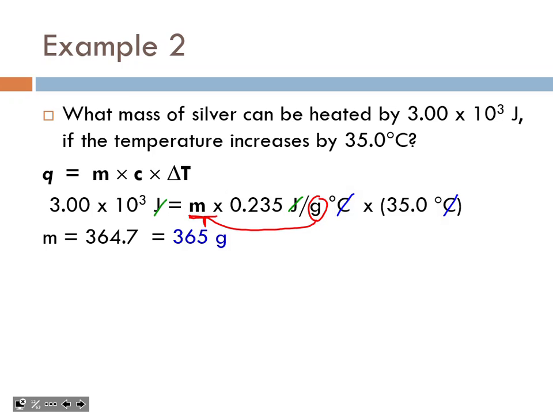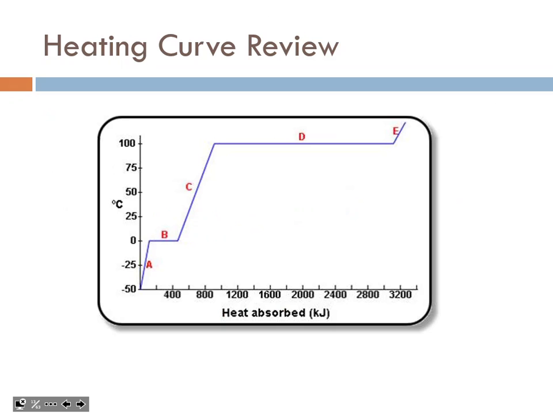Pretty simply put. Review, like I said, Q equals MCΔT. This is the warming equation. We also use it for our heating curves, which we're about to go back over real quick. The heating curve here, A, C, and E, they are all the slopes on the heating curve. This is where our substance is warming. It is not phase changing here. Solid is warming at A, the liquid is warming at C, and at E, our gas is warming.